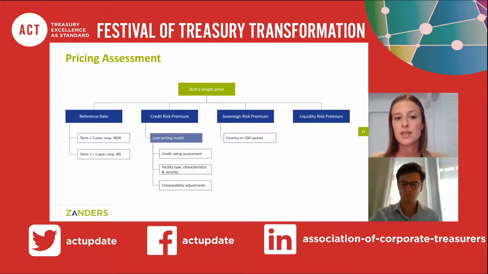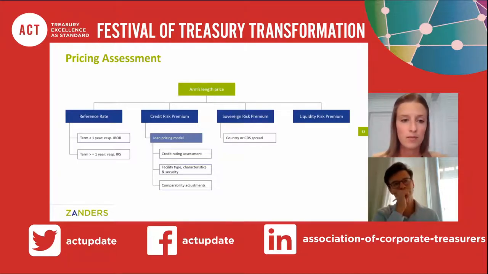The second element, that element that is most important for tax purposes, is the credit risk premium. And this is really where a loan pricing model is in place. And in the next slide, I will also go into detail on how that loan pricing model works at Zanders. And here you take into account your credit rating assessment, your facility types, and your securitization, and of course also where you make comparability adjustments to the comparables you've selected.